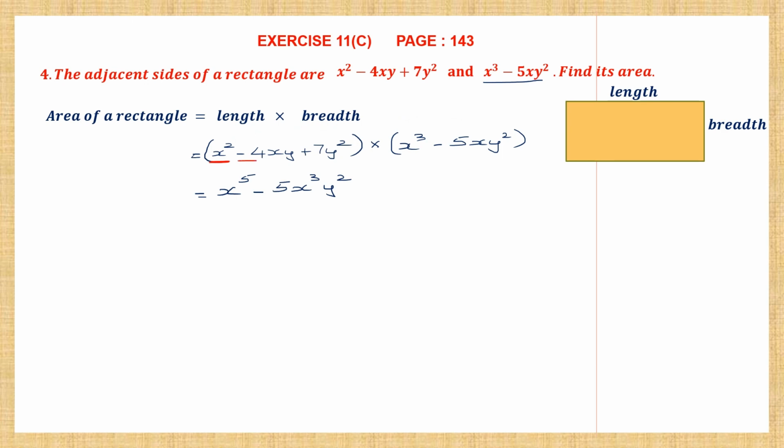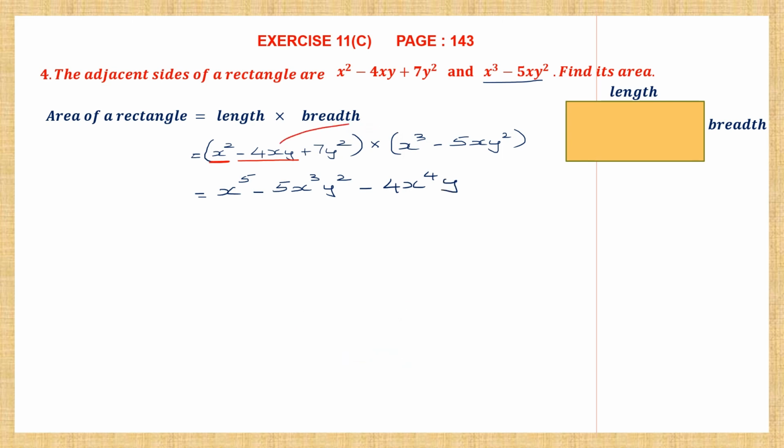Now we are taking the next term and we are multiplying it with the first term here. So what is it? Minus 4xy into x cube. So here the sign is minus, the number is 4. Now x into x cube will be x to the power of 4 and then we have y. So this is minus 4x to the power of 4y.